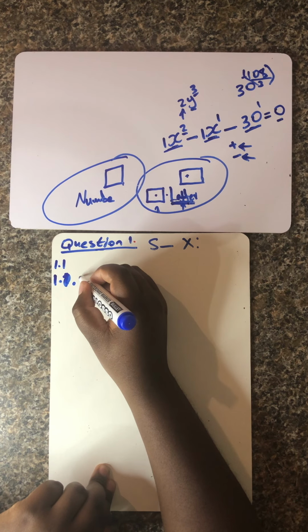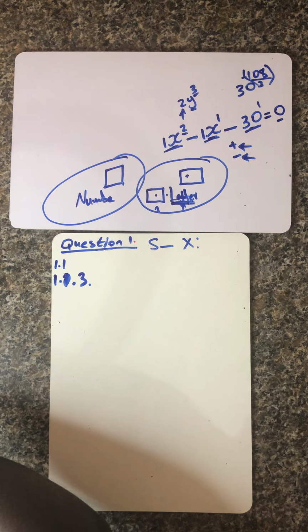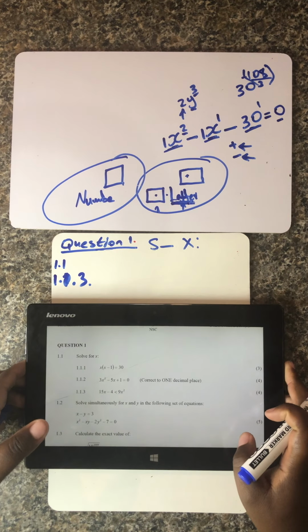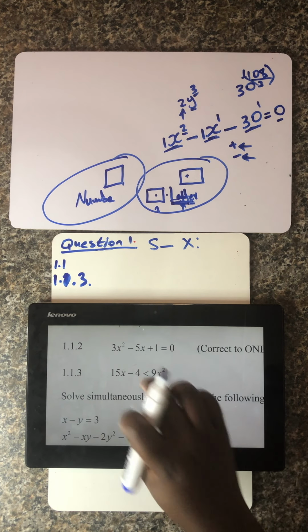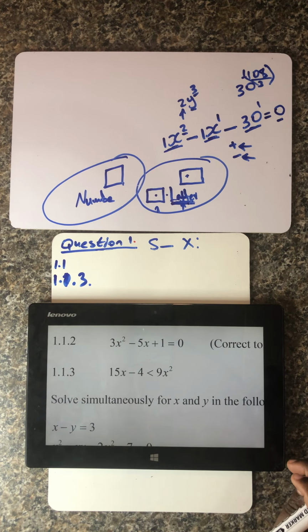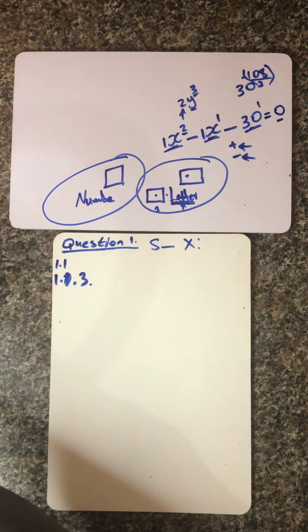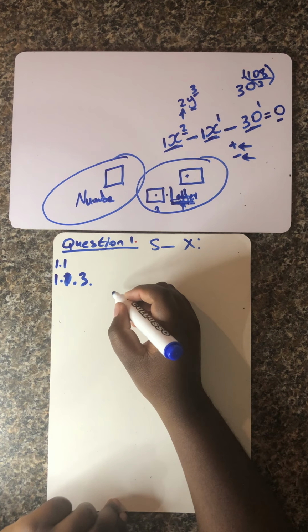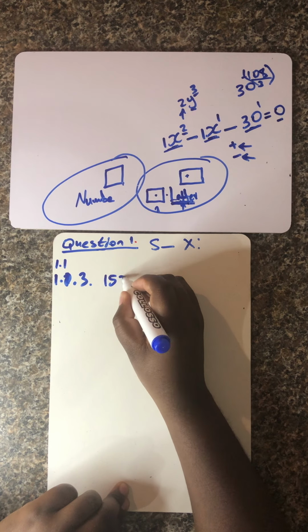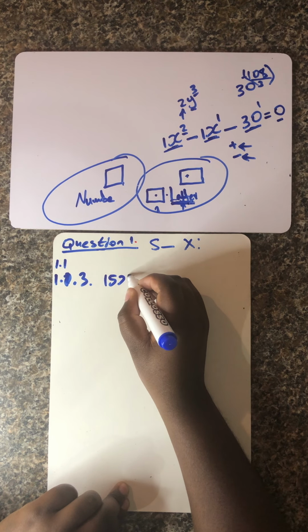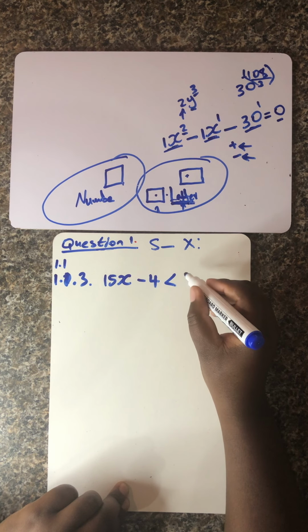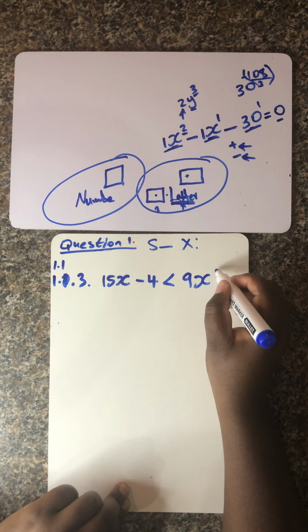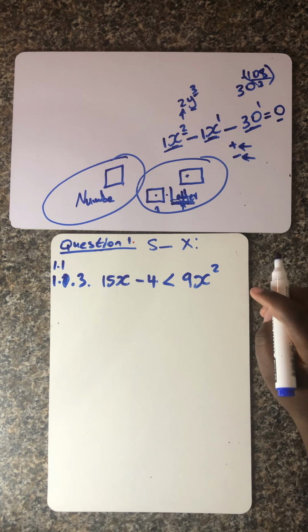Okay, so we are now on question 1.1.3. So inequalities, ladies and gentlemen, this question is allocated 4 marks. Okay, so it's 15x minus 4 less than 9x squared. Just write it down. It's just 15x minus 4 less than 9x squared. Very, very important, ladies and gentlemen.